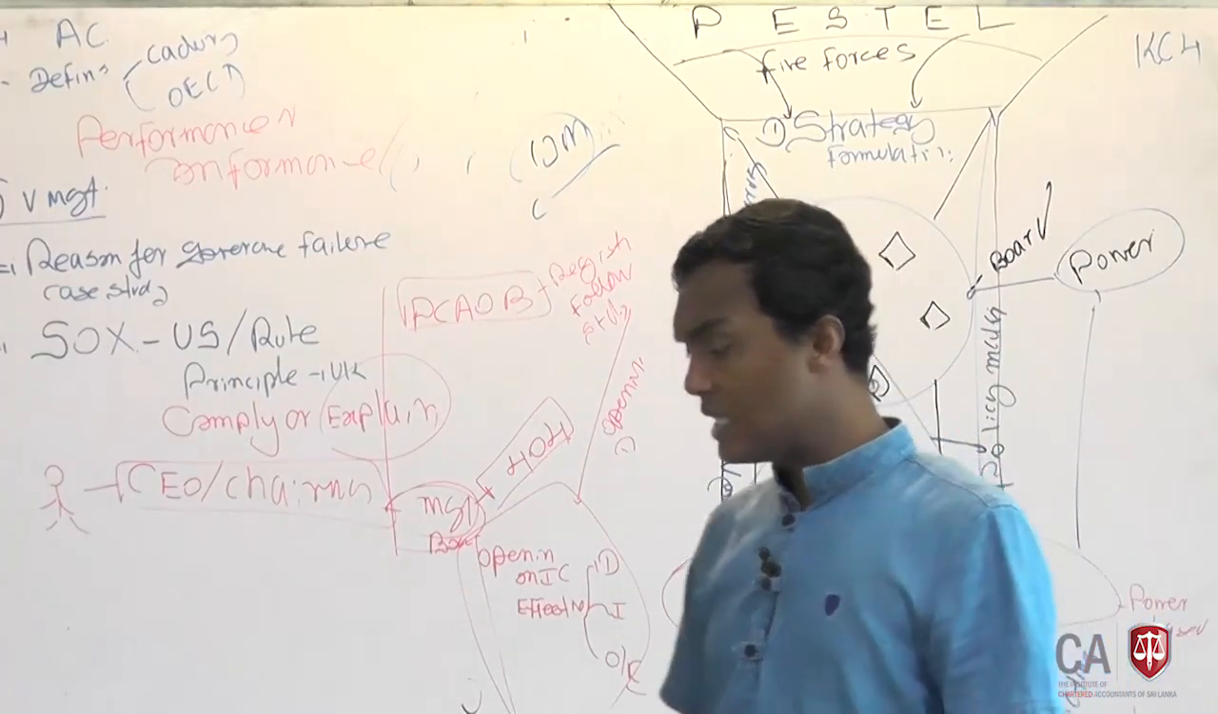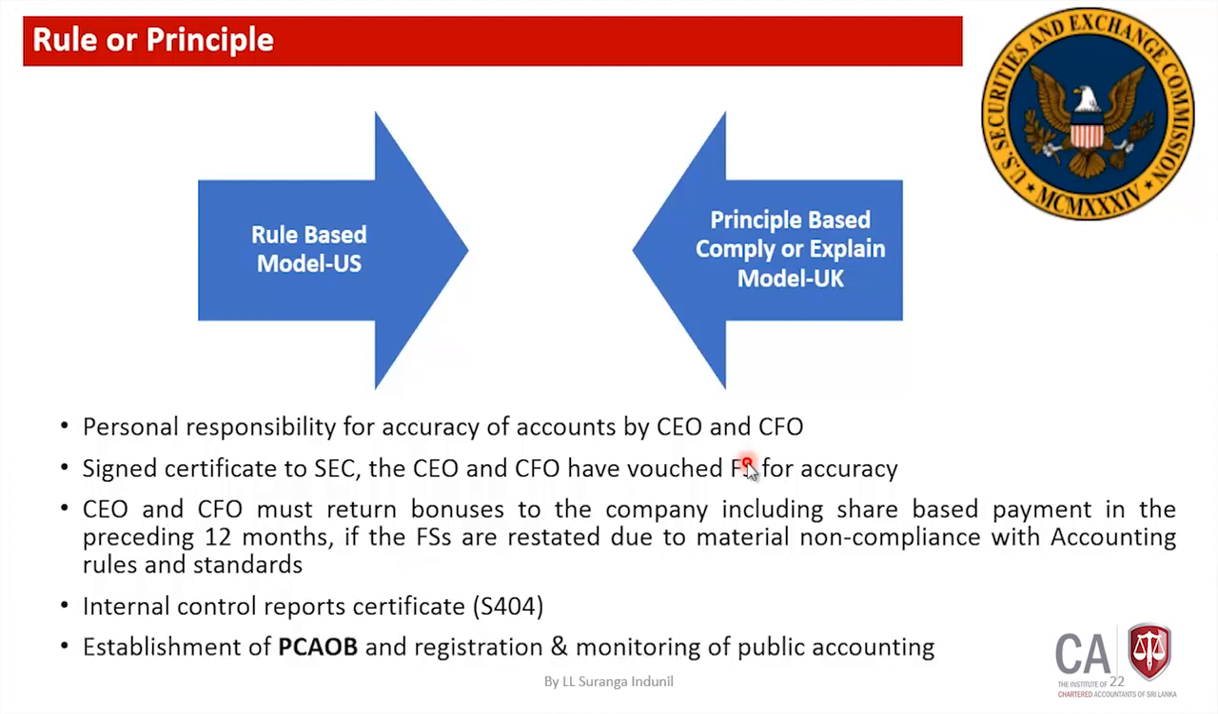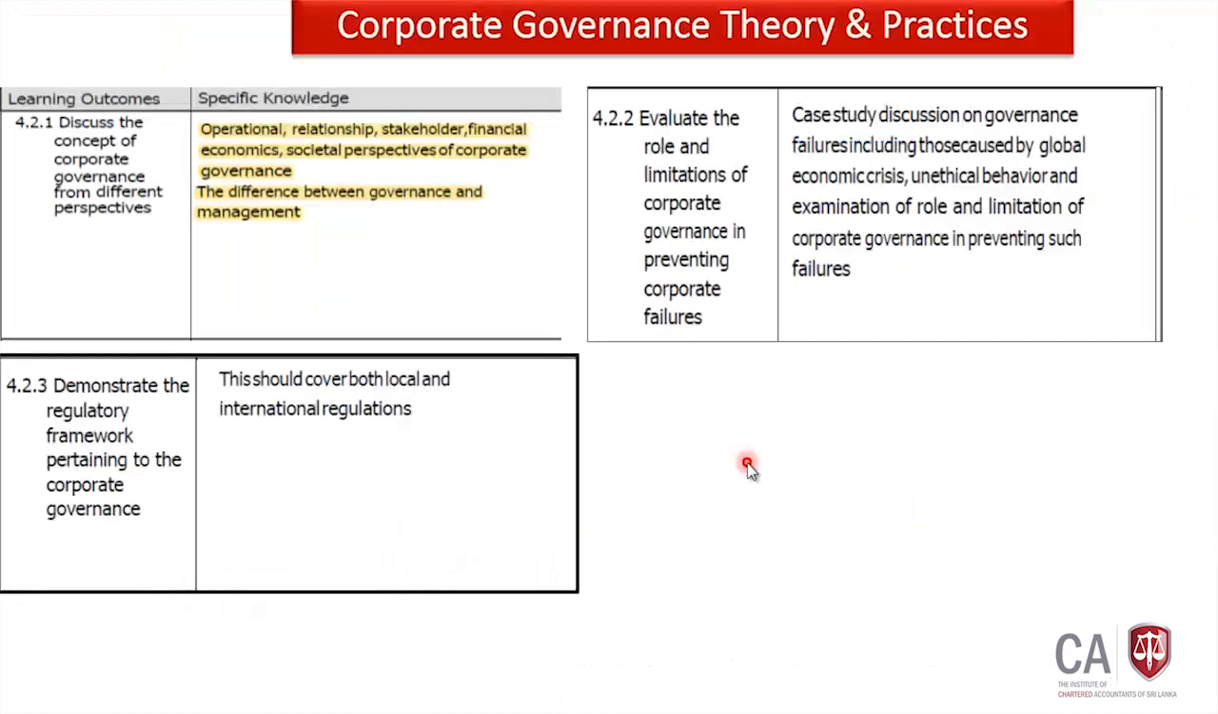Now, what are the other changes under Sarbanes-Oxley? Personal responsibility: the CEO and CFO should take personal responsibility, right, and they have to return their bonuses. There is something called white collar crimes, so for own frauds, there is a separate section, and so on. So, what we have done now is cover another learning outcome in the syllabus, corporate governance theory 4.2.2. Now, you can see how our session flows.